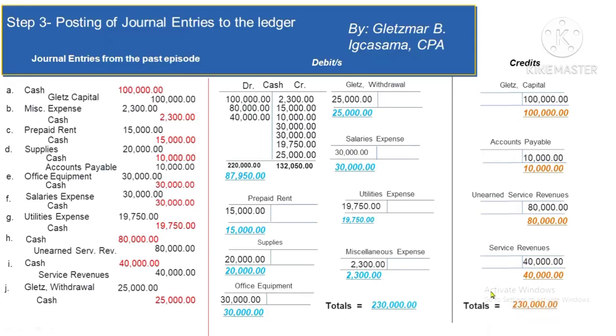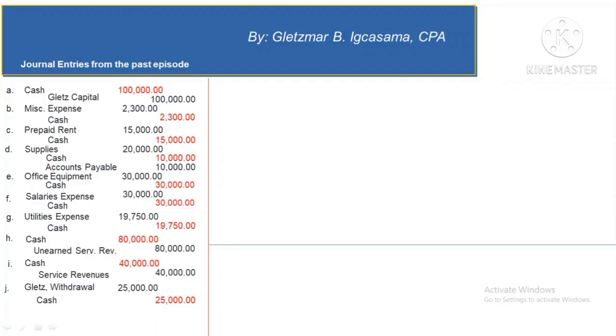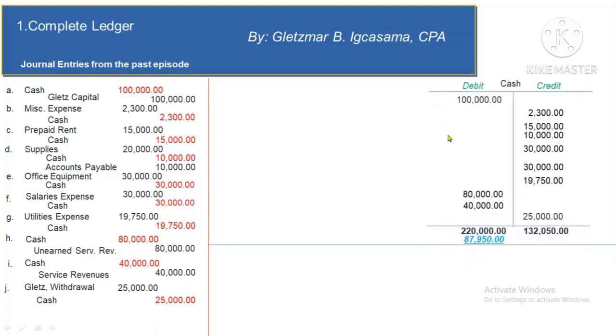But before we go to step 4, I'd like to emphasize two things, and that is coming right up next. The first that I would like to emphasize is the complete ledger, because the T account that I have introduced a while ago is not complete, meaning this is not enough.